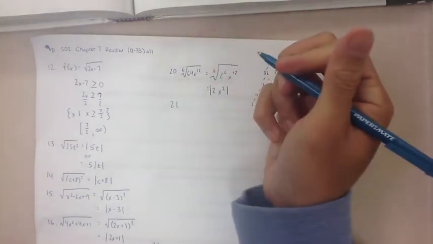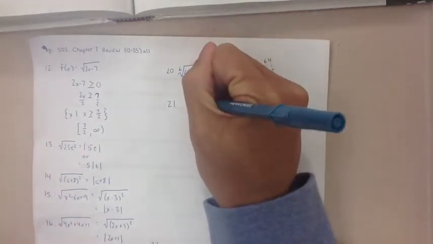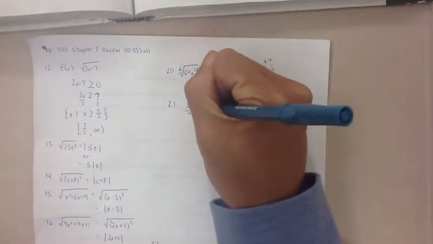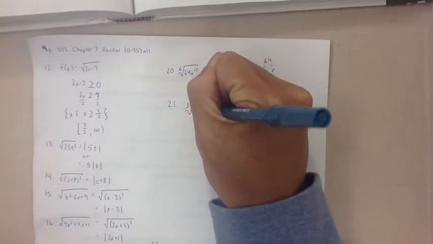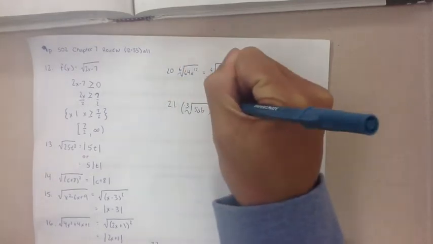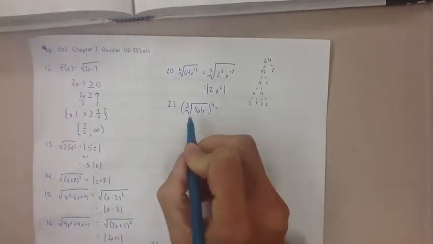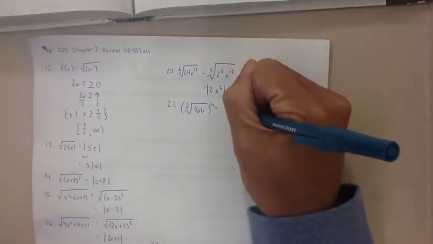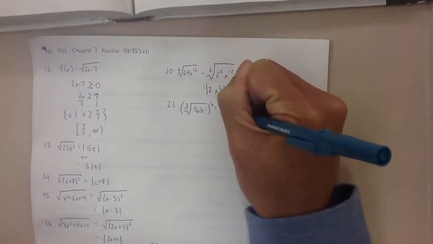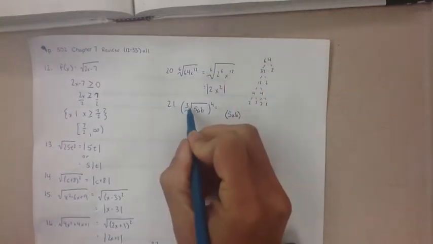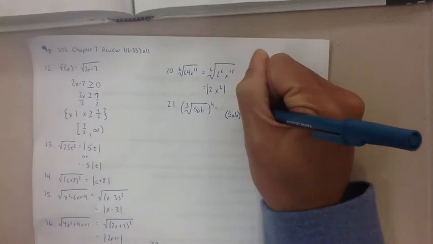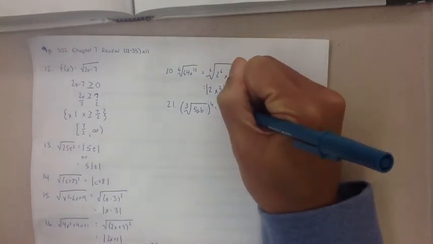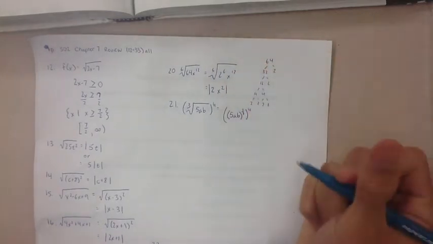Number 21, an equivalent expression using the exponential notation. Right now we are in radical notation. This whole thing is to the 4th. What this is going to tell you, do the inside first. Start with your base, 5ab. The entire thing is to a cube root. That means it is to a 1/3. And that is to the 4th.